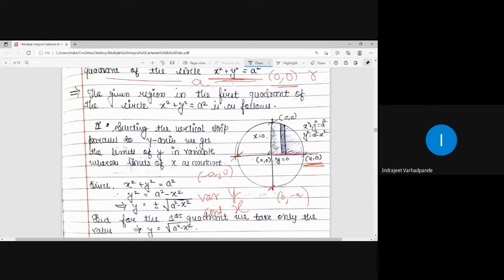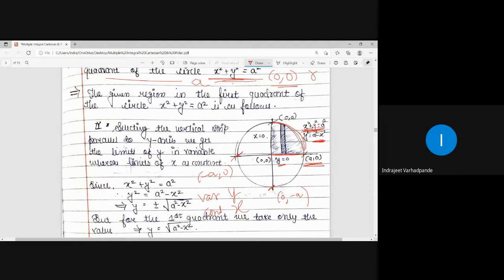What is the lower end of the strip lying at? The x-axis. The equation of the x-axis is y equal to 0. The upper end of the strip lies on the curve. This curve is nothing but a part of a circle. What is the equation of a circle? x square plus y square equal to a square. y square is equal to a square minus x square, right? But taking the square root will give you a positive value as well as a negative value. As it is lying in the first quadrant, I will ignore the negative and only go with the positive value.